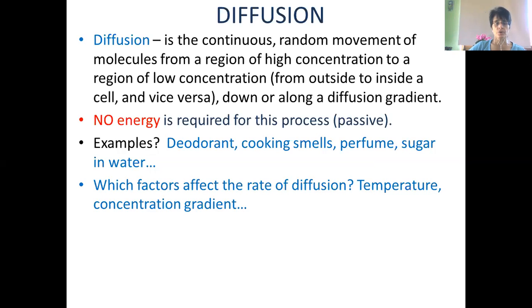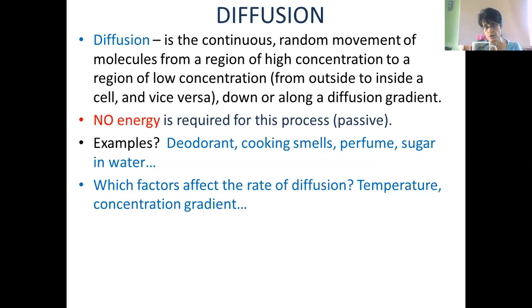All right. So we've talked about deodorant, cooking smells, even perfume. Someone walking down the corridor who has put on too much perfume or aftershave. Okay, you all know about it. And sugar dissolved in water, or bath bombs dissolved in water. Lots of examples. Okay, what factors affect the rate of diffusion? Well, I've mentioned the concentration gradient. If I spray more deodorant here, it's going to spread faster.